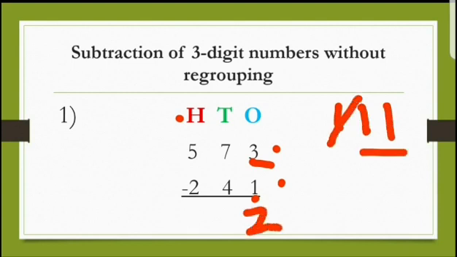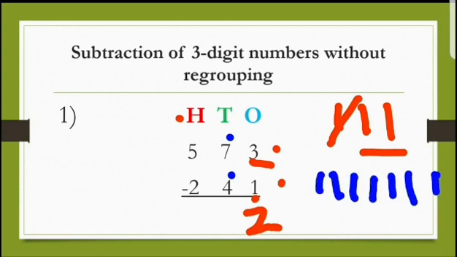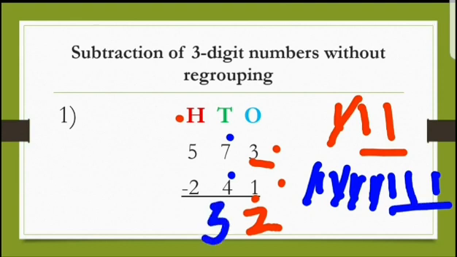Yes, 2. Now we will subtract the digits given at tens place, and the digits are 7 and 4. Now we will draw 7 lines: 1, 2, 3, 4, 5, 6, 7. And you have to subtract 4, so we will cross out 4 lines: 1, 2, 3 and 4. So how many left? Yes, 3.